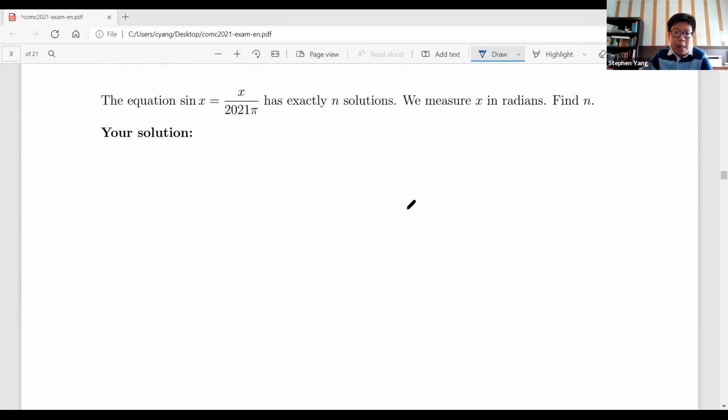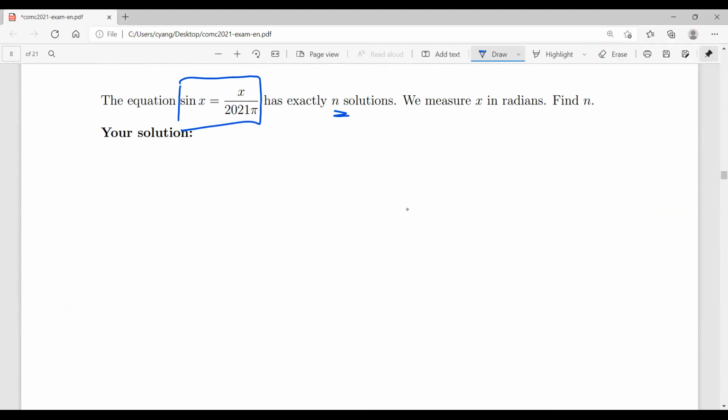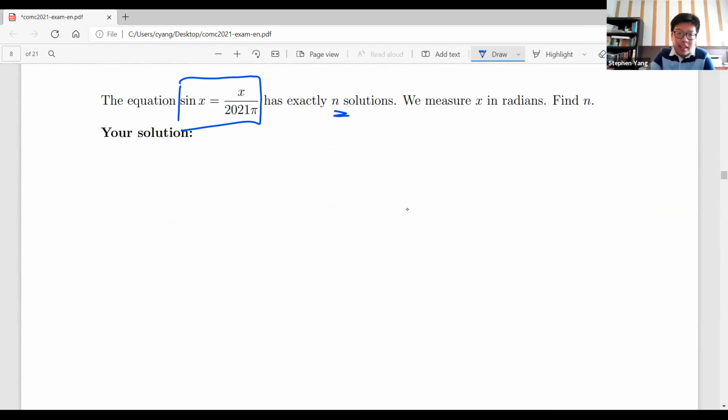Okay, so I ask you the equation, this has exactly n solutions. What is sin? That is actually sine of x. So here you have a right triangle, and this angle is x. Sine of x is basically the ratio of this side to this side, so it's the opposite over hypotenuse. Okay, good on the definition.